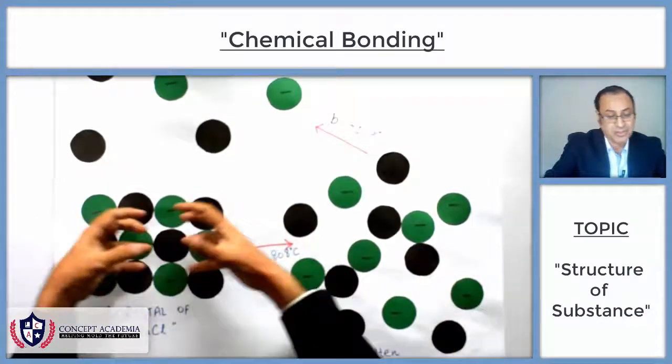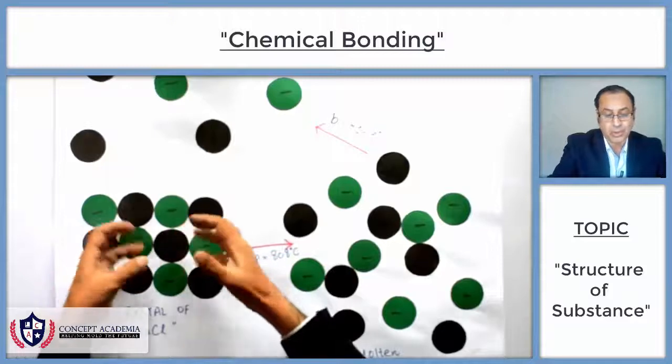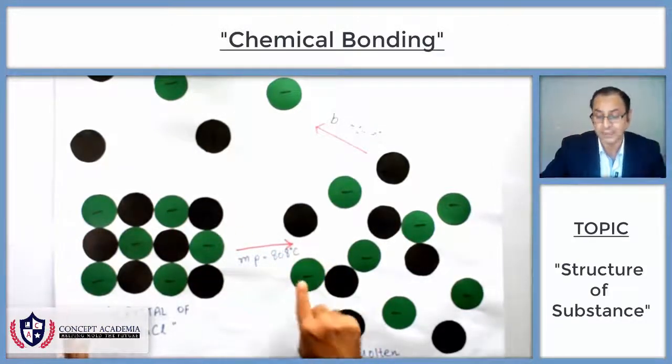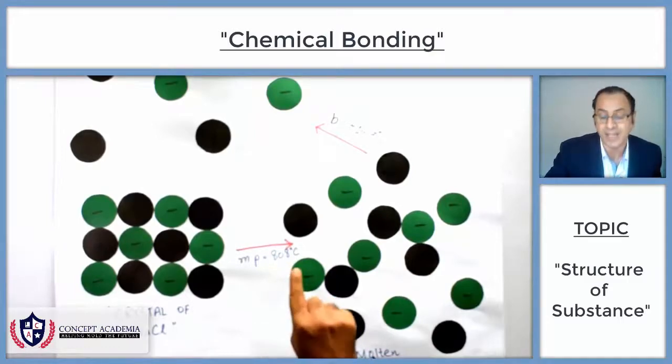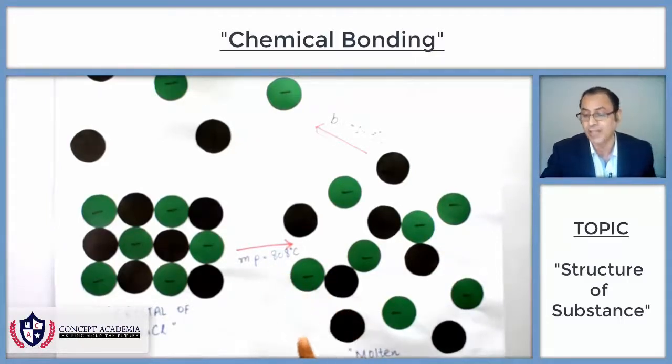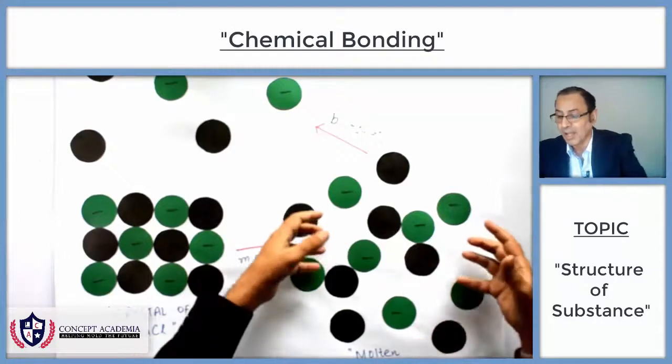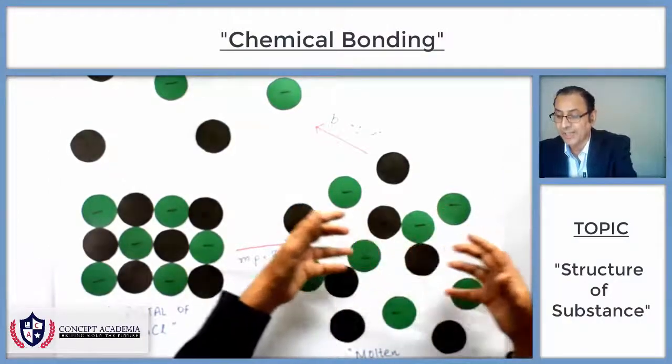But because the forces of attraction are very strong, we have to apply a large amount of energy, therefore we need a very high temperature. So 808 degrees Celsius is the required temperature to melt sodium chloride. And still they are attracting each other in the liquid form.